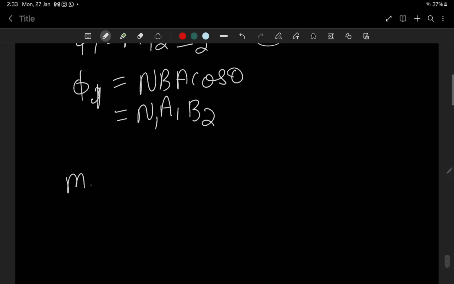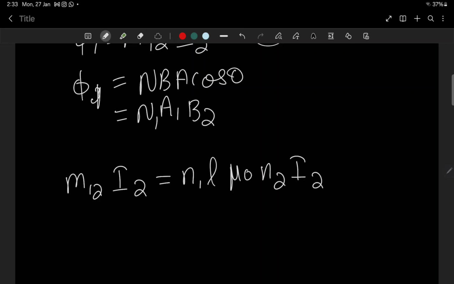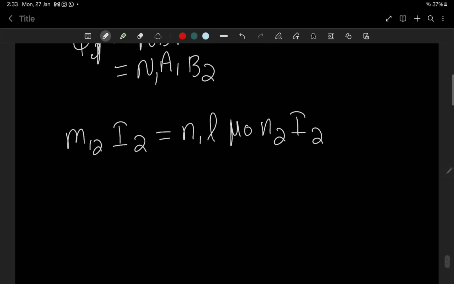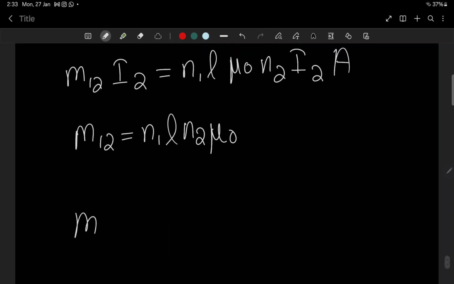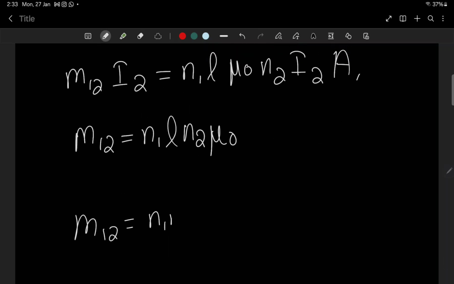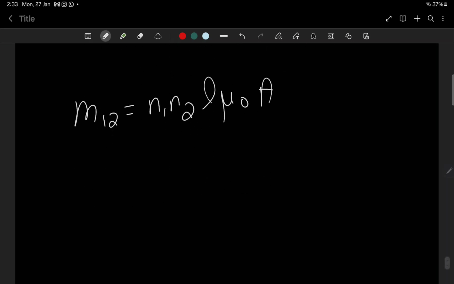So we equated M12 into I2 is equal to N1 L into mu naught N2 I2. Therefore, cutting it, M12 is equal to N1 N2 mu naught. We forgot A, A is also here, A1. So M12 is equal to mu naught N1 N2 L A. If you find the next one also, you will get the same, then you can equate it. Now the next thing is the most important thing from this chapter, that is the AC generator.